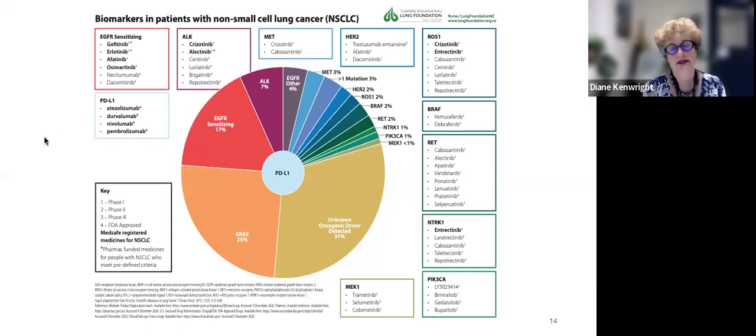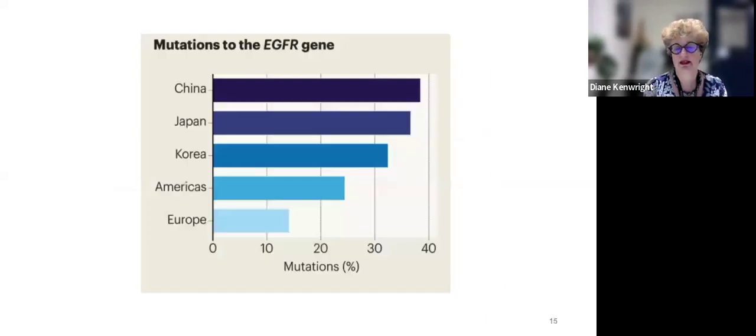Okay, so what happens is it goes into the next gen sequencer, we see which mutations it has, and then the oncologists can choose the drugs. Curiously, the ethnic background of the patient is related to the number of mutations, the type of mutation that's present in the lung cancer. We don't know why.